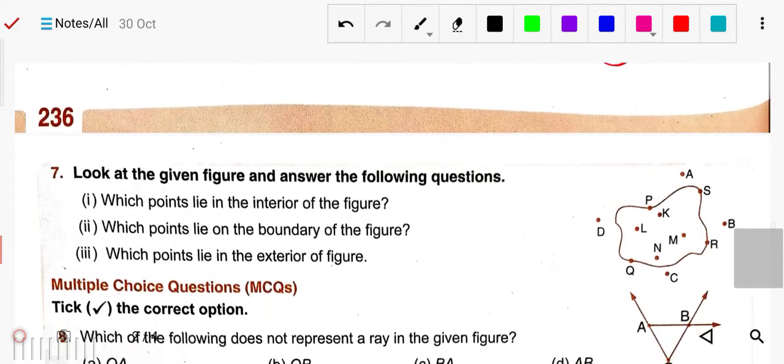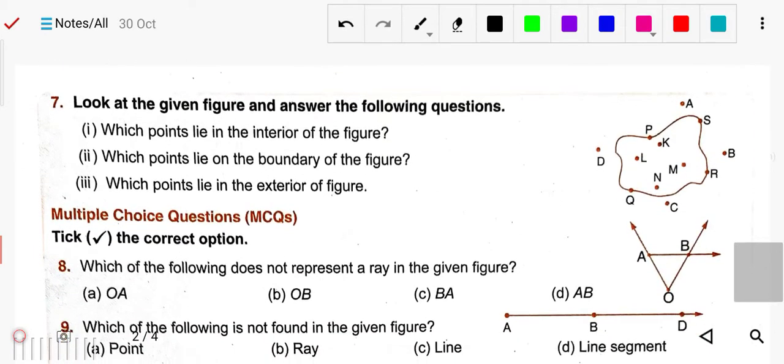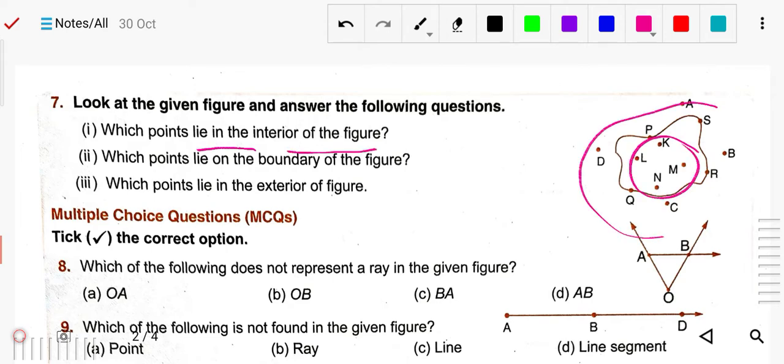Now next, see the question number 7. Look at the given figure and answer the following question. Means you have to see from here and write the answer. Which point lies in the interior of the figure? Those inside are called interior. Those outside are called exterior. Simply you see L, K, M, and these are the interior.